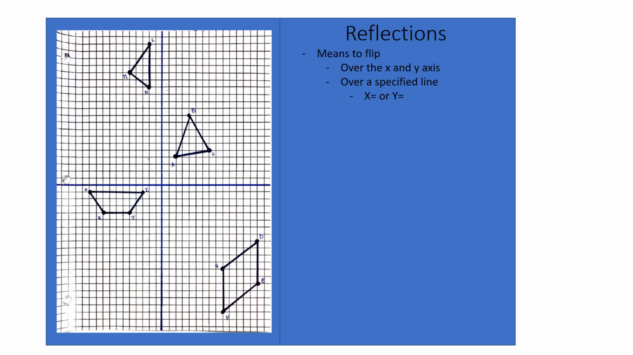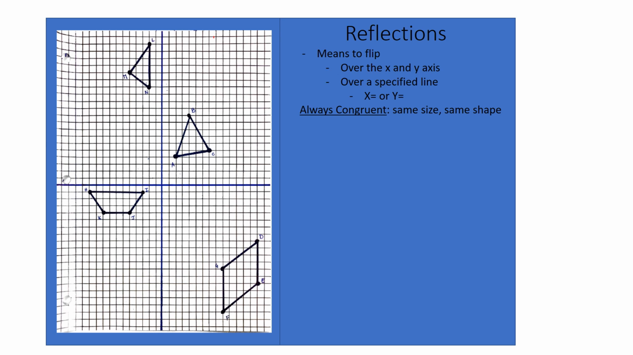Reflections means to flip, so we're going to take the shape and we're going to flip it over. So either flip it side to side or flip it upside down. When you are given a reflection instruction, it's going to say to flip it over the X or Y axis. It could also say to flip it over a specified line. That would look like X equals or Y equals. Here in a minute, I'm going to do all 4 types of examples.